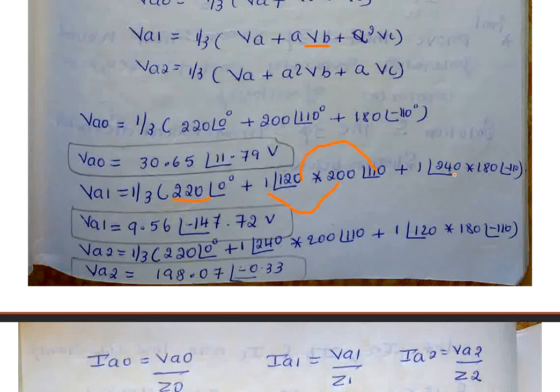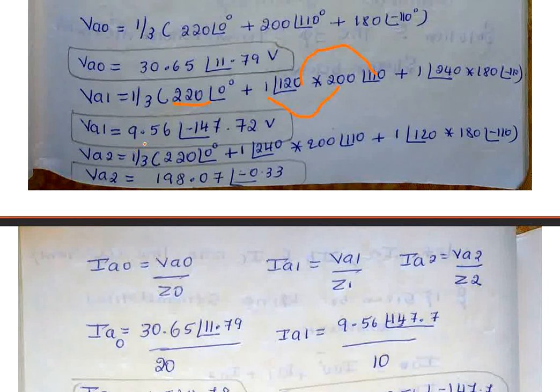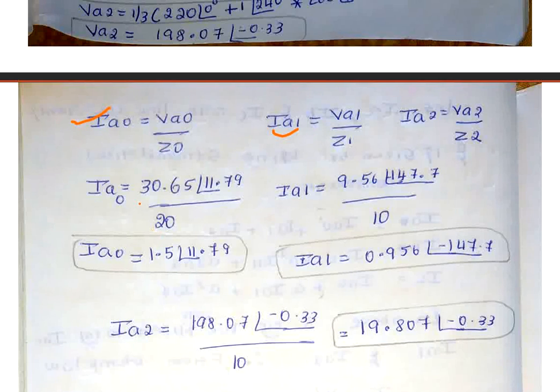Similarly here also the same. So you will get VA1, VA2 as similar values. VA1 you will get 9.56 at an angle minus 147, and VA2 you will get 198.7 at an angle minus 0.33. Now from this you will get VA0, VA1, VA2, so find IA0, IA1, IA2. IA0 you will get 30.65 divided by 20 because it is Z0. Z0 is Z plus 3Zn.